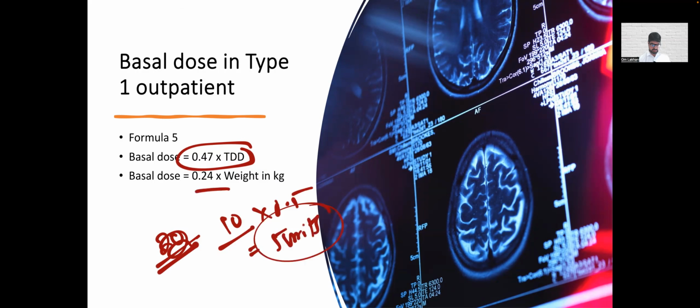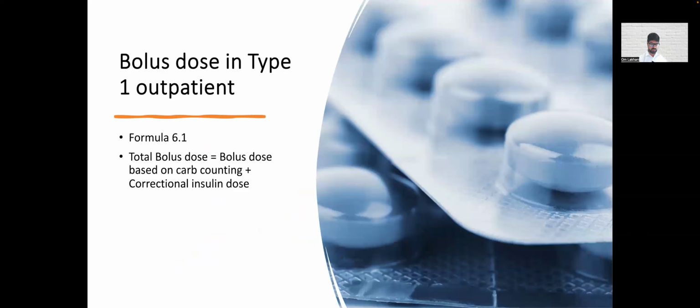Again, the initial basal dose can be directly calculated, which is also derived from the same formula, as 0.24 into the weight, which is approximately the same value. So we started the patient on 5 units of basal insulin. How much bolus insulin to give? The bolus insulin dose is a dynamic process. It is based on two things: the carb counting and the correctional dose of insulin. So the total bolus dose is the bolus dose based on carb counting plus the correctional dose.